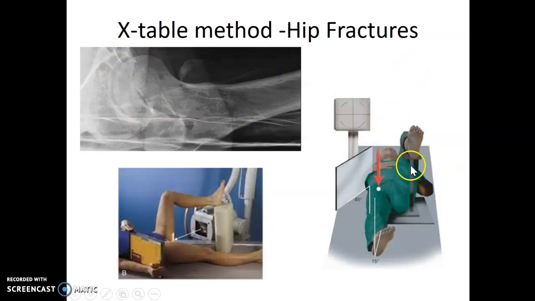So you're going to raise the unaffected leg, keeping the leg of interest straight down. You're either going to use the cassette holder or the rolling cassette holder that we have in the ER and slide it up against the patient. You'll angle your tube in this direction here, in between the legs, and line it up to your grid cassette.